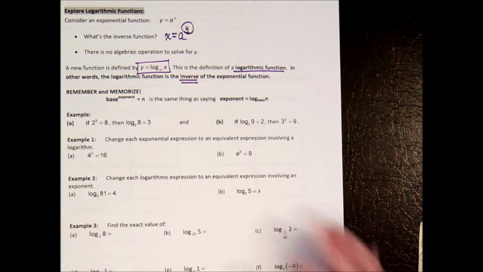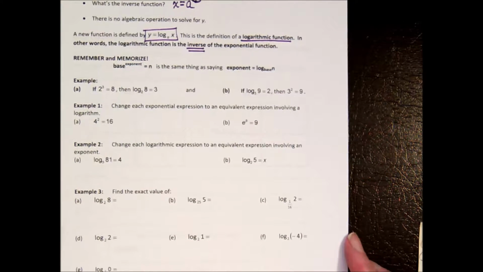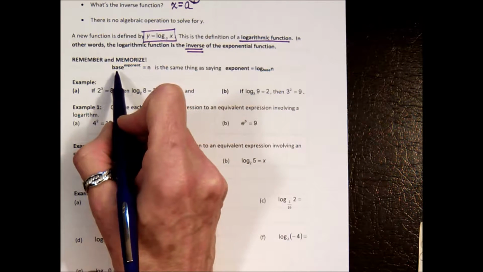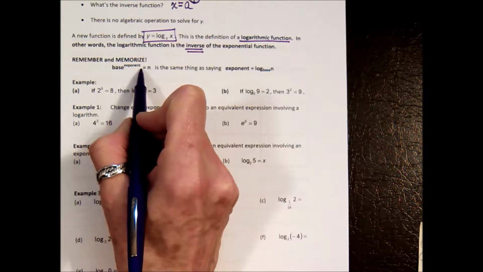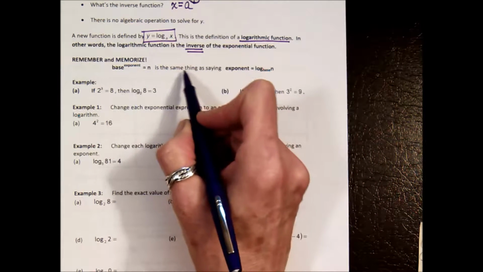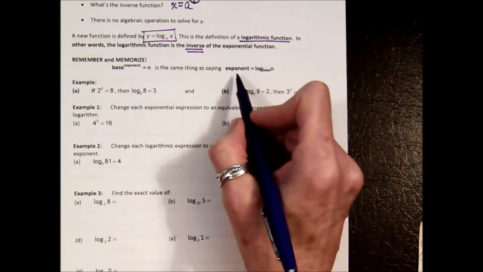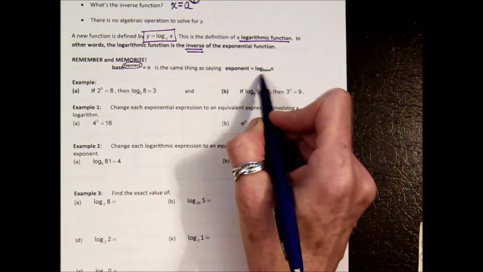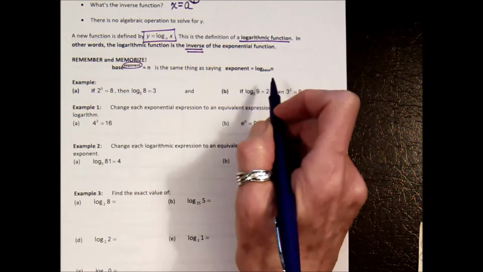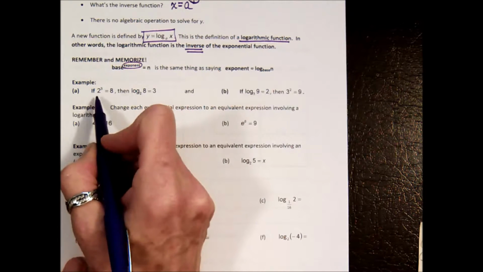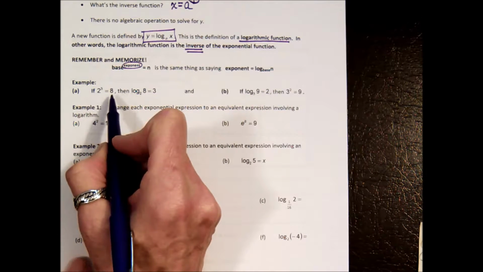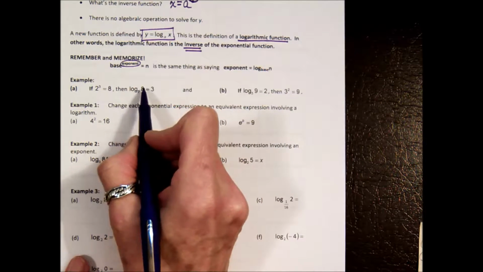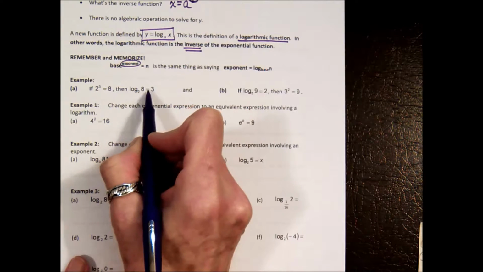So you need to remember and memorize something right here because it will help you later when you are converting from exponential to logarithmic. And that is, some base raised to an exponent is equal to n is the same thing as saying that the exponent is equal to the log in some base of n. And let me show you what I mean. Here's an example. If 2 to the third equals 8, which it does, 2 to the third power is 8, then another way to say that would be the log of 8 in base 2 is equal to 3.